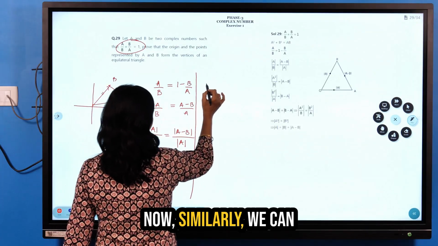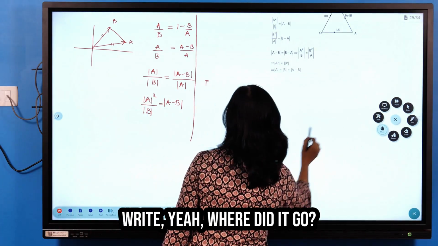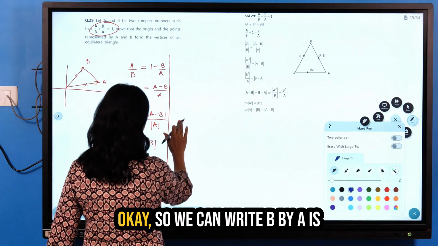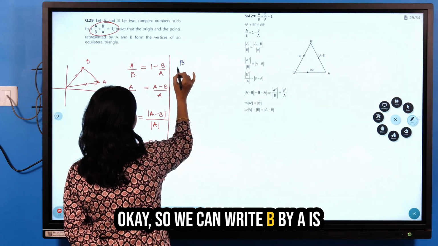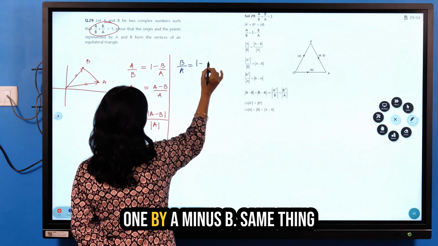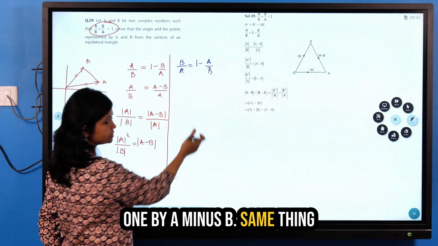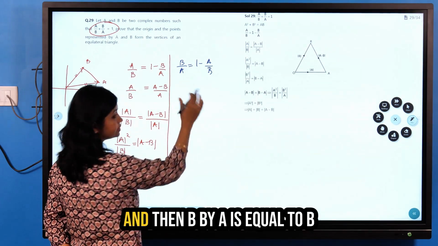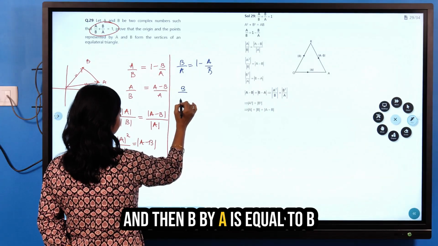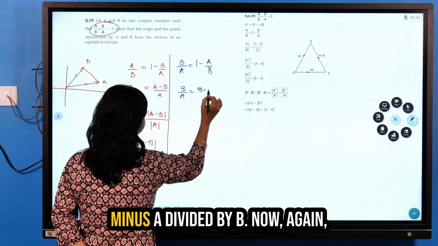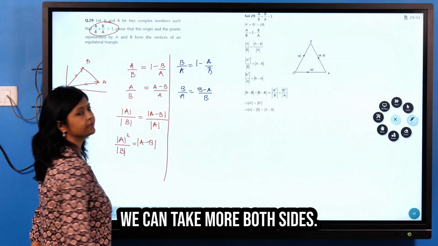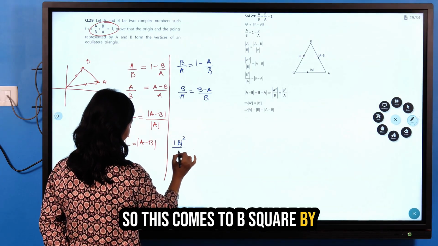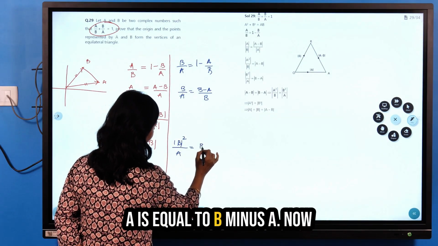Now similarly, we can write B by A is 1 minus A by B. Same thing we do here. So we reach B by A is equal to B minus A divided by B. Now again, we can take the mod on both sides. So this comes to mod B squared by mod A is equal to mod of B minus A.